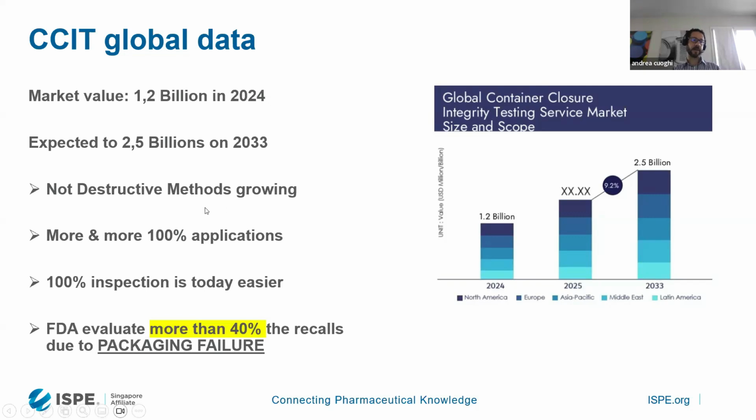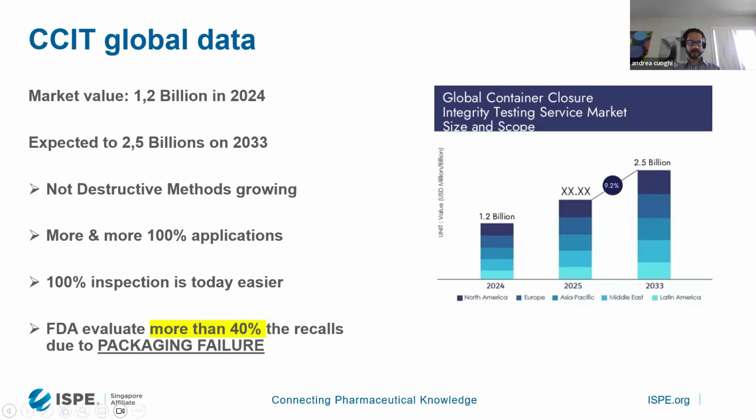Going more in detail, the non-destructive methods are growing because these are much more reliable, they are deterministic, and of course they don't affect the production, so it allows saving money. More and more, controls are used on 100% of the applications, and this is helped as well because the technology and the inspection machines are now easier to find in the market, and this of course is a big improvement that helps the process in a plant.